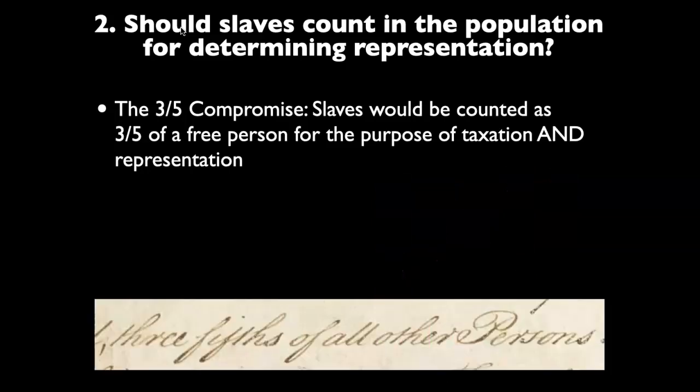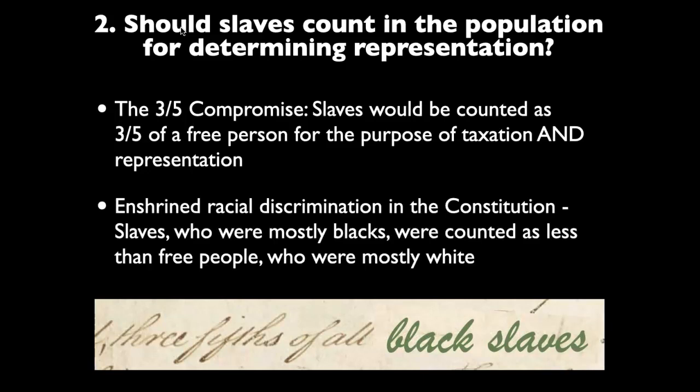We see the actual line here of all other persons. Who is that? Well, they're referring to black slaves. So immediately we have this issue of race being enshrined even in our Constitution. When we're talking about slaves, of course, we're primarily talking about black individuals, and we're talking about them being counted as less than a free person. We are saying you are not equal to whites, enshrining this discrimination right here in the Constitution.